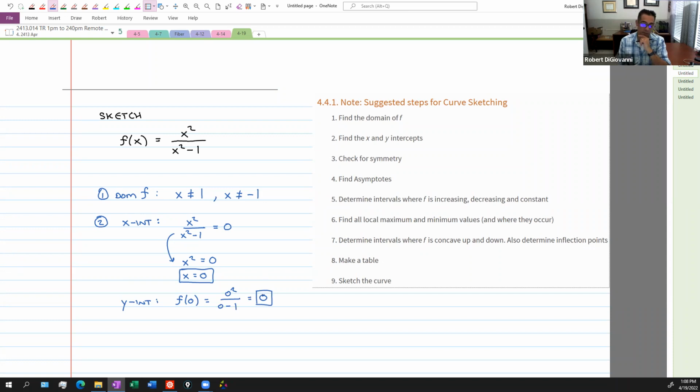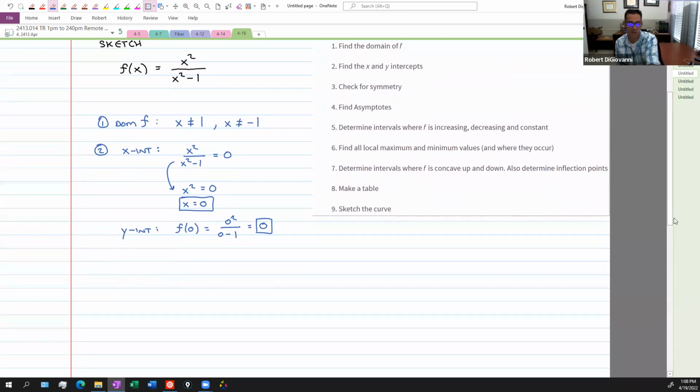All right, now we look to see if there's any symmetry. Now, symmetry is always a tough one. So I'm going to do it in red. Symmetry. What I would have to look for here is whether or not it's an even or an odd function. So you have to go back to college algebra and remember what it means to be an even or an odd function. So I'm going to check first to see if it's even.